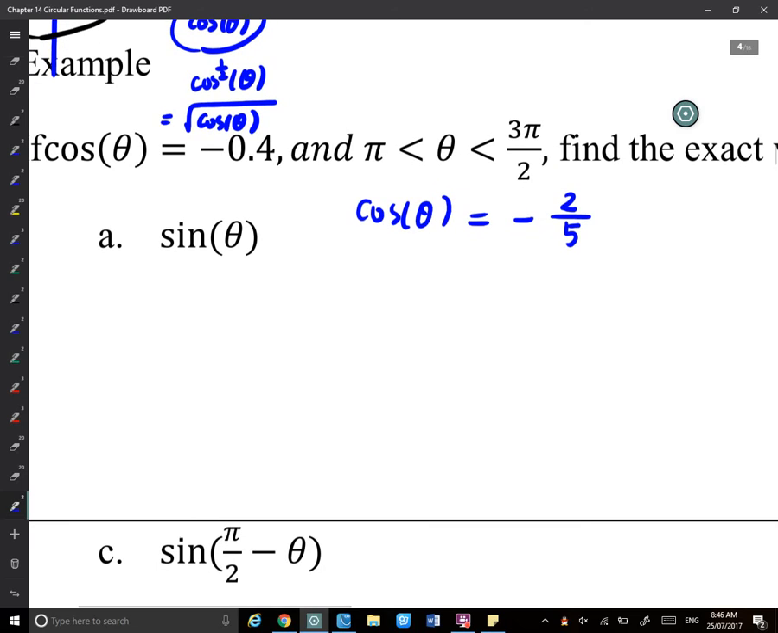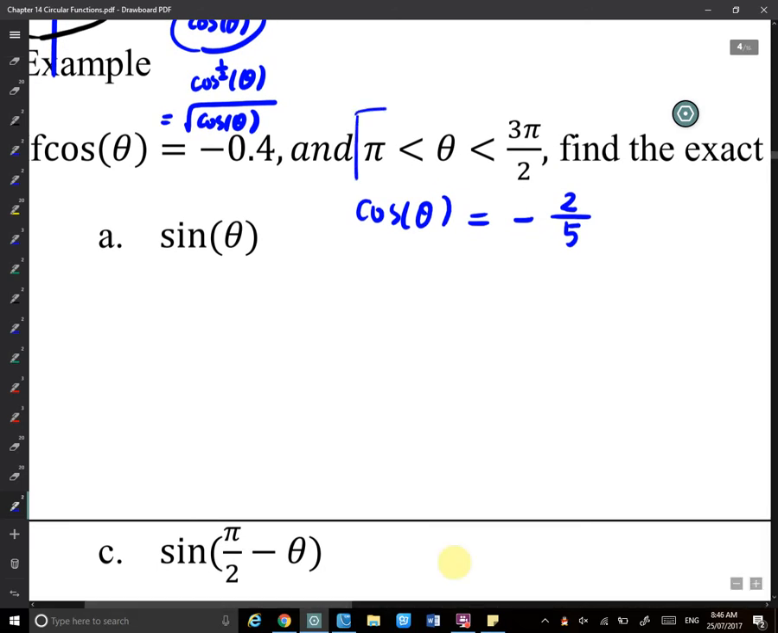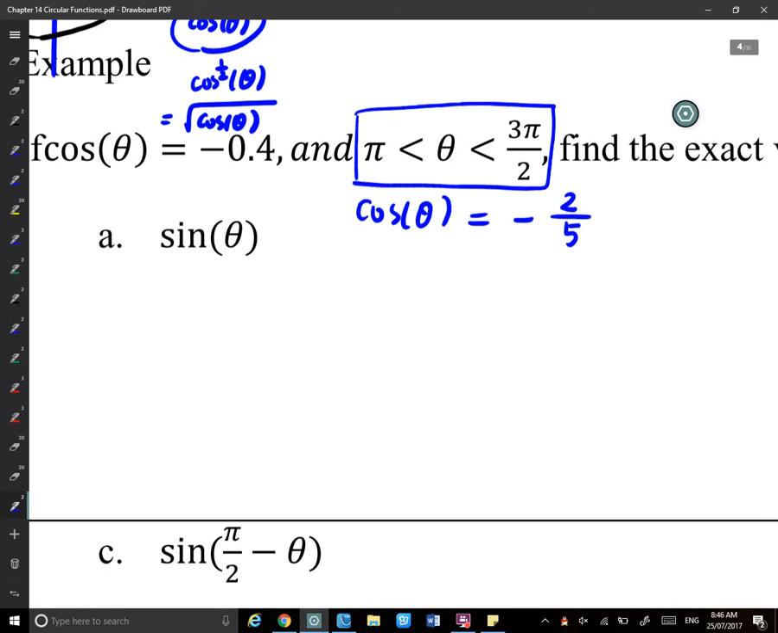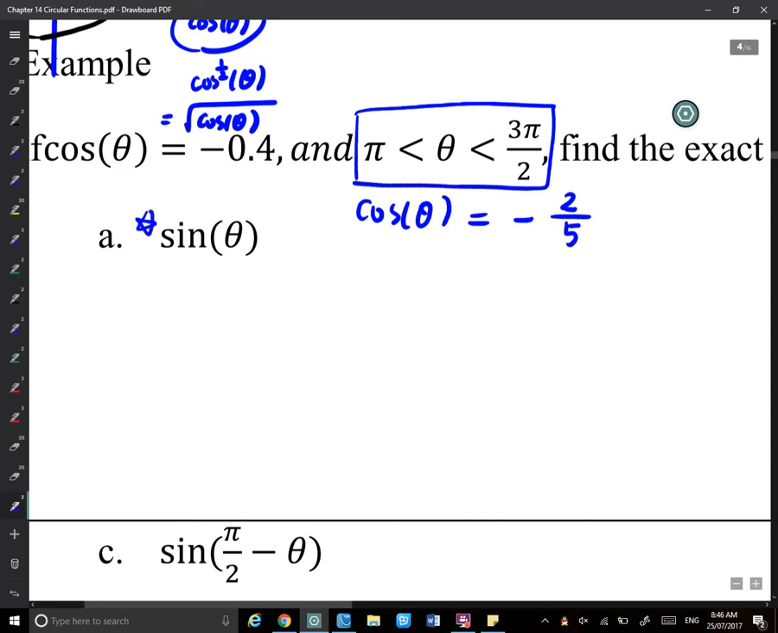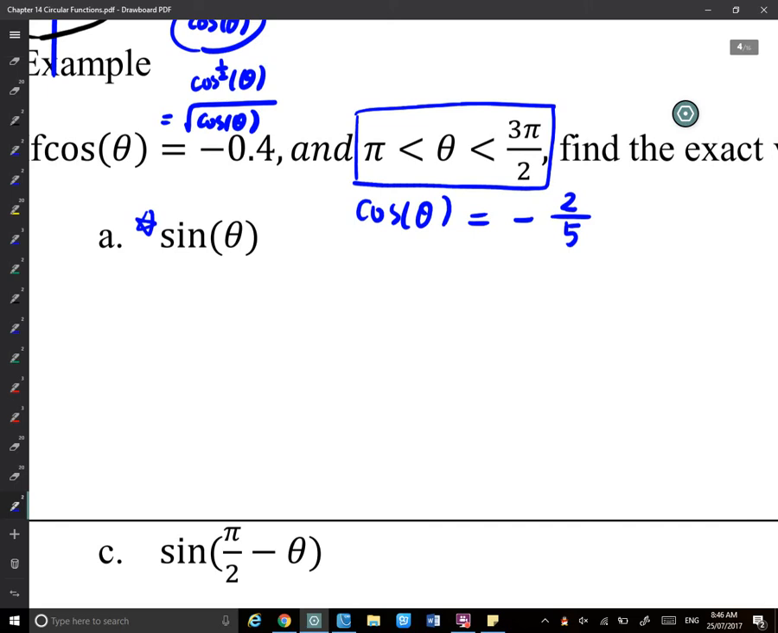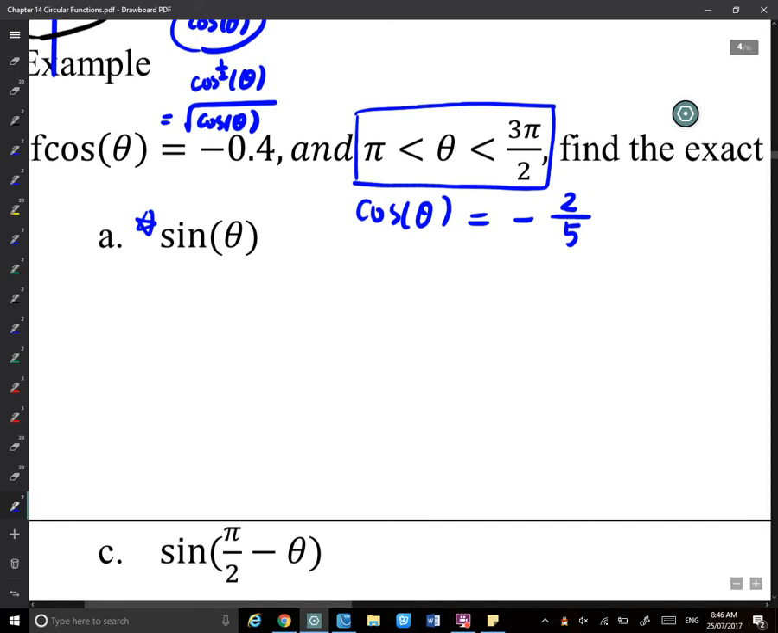Okay, I want to ask you first. Your theta is in between this range. Which quadrant is that one? Which quadrant is your theta in? The third one. Pi to 3 pi over 2 is in the third quadrant. In the third quadrant, is your sine value positive or negative? Negative. And your cos value will be negative as well. That's why you have a negative 0.4 here.